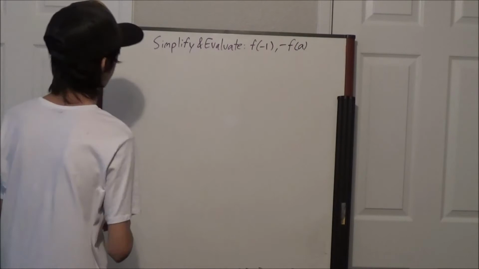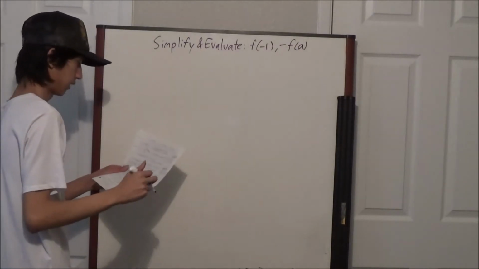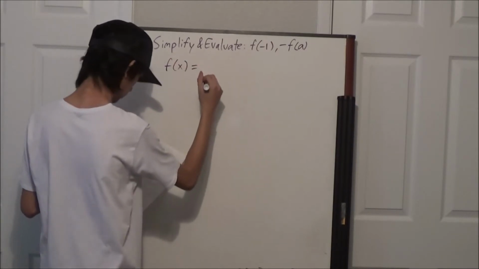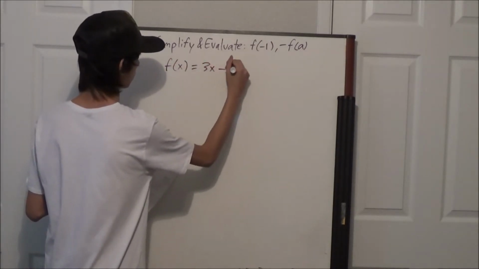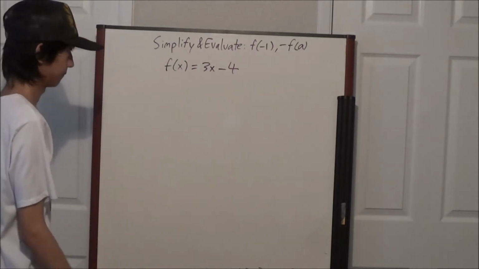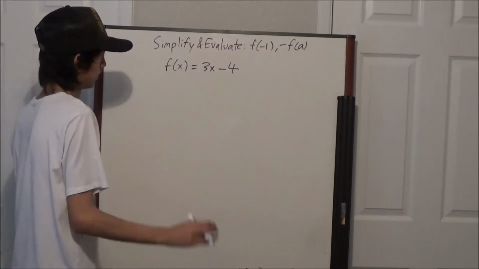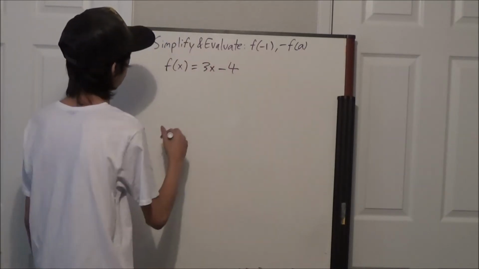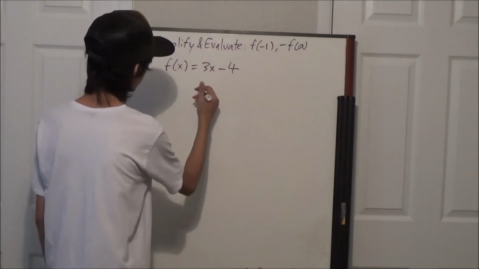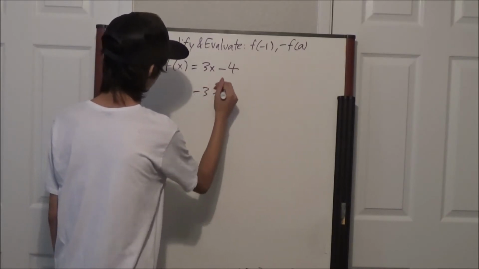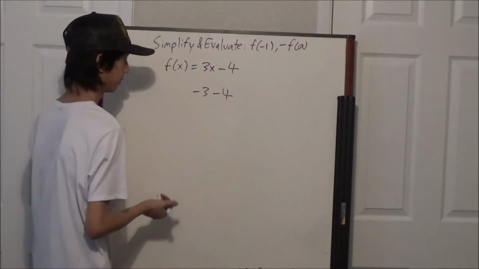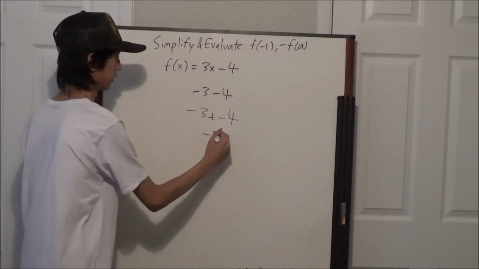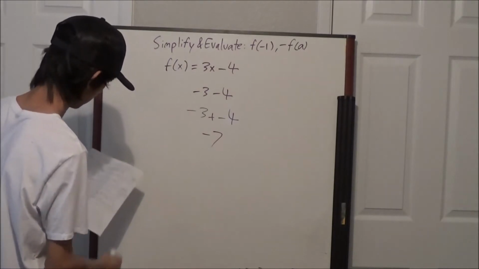Okay? And for this first problem, we have f of x equals 3x minus 4. Okay? So here, we plug in -1, we get 3 times -1, that's -3 minus 4. That's -3 plus -4, this is -7. Okay?